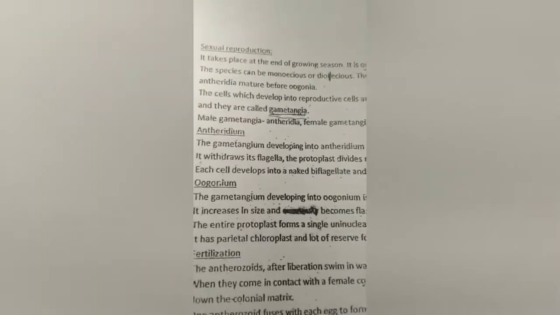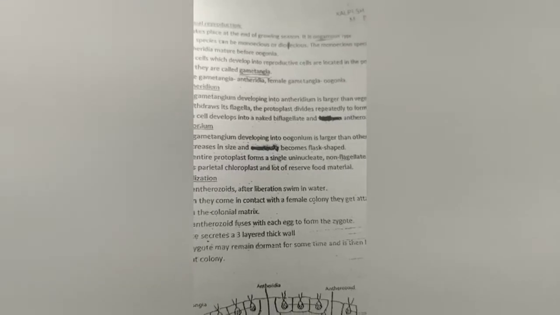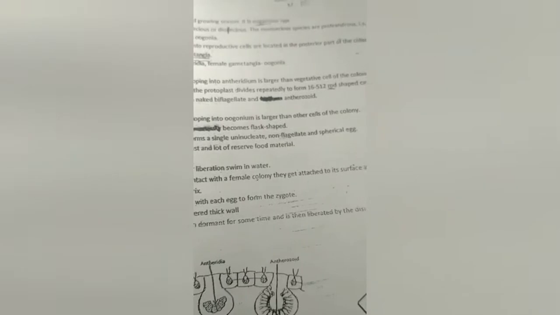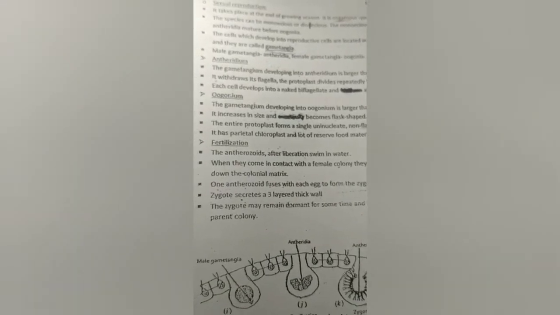Now we can study sexual reproduction in Volvox. It takes place at the end of the growing season. It is of the oogamous type. The species can be monoecious or dioecious. The monoecious species are protandrous. The antheridia mature before the oogonia. Antheridia means male and oogonia means female.